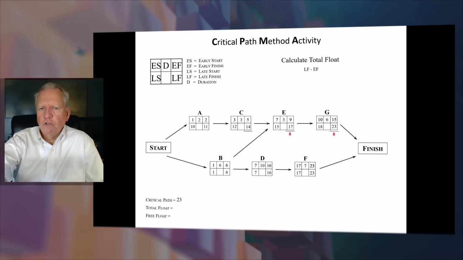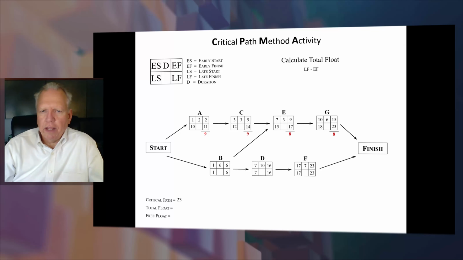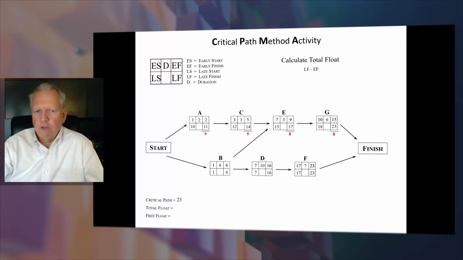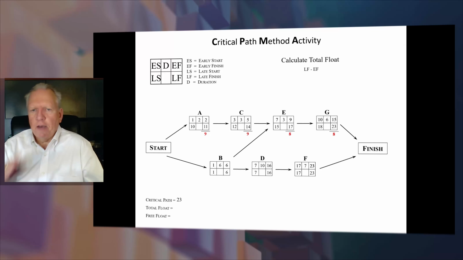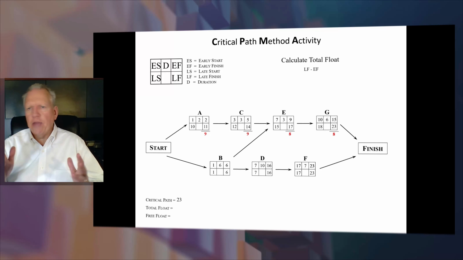Then I do total float just for E, I do total float just for C, and I do total float just for A. You'll notice there's no total float for B, D, or F. You know why? It's the critical path. So there's no total float for there. You do not add up all of the A, C, E, and G. If you do, you'll have more total float than you have project time. So don't add those up.